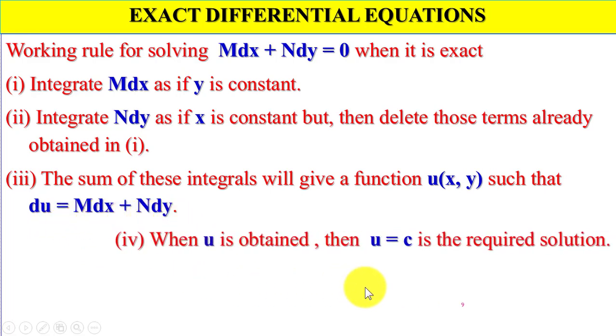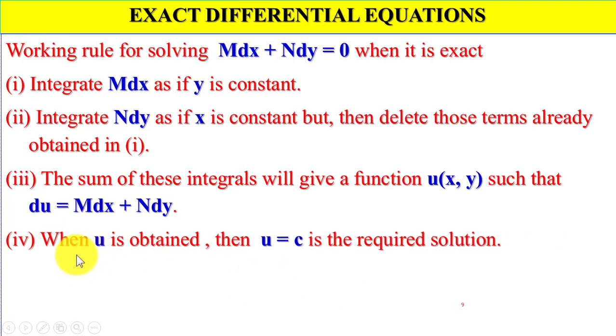Fourth, when u is obtained, then u is equal to c is the required solution. Therefore, to solve any equation M dx plus N dy is equal to 0 which is exact, these 4 conditions should be followed.